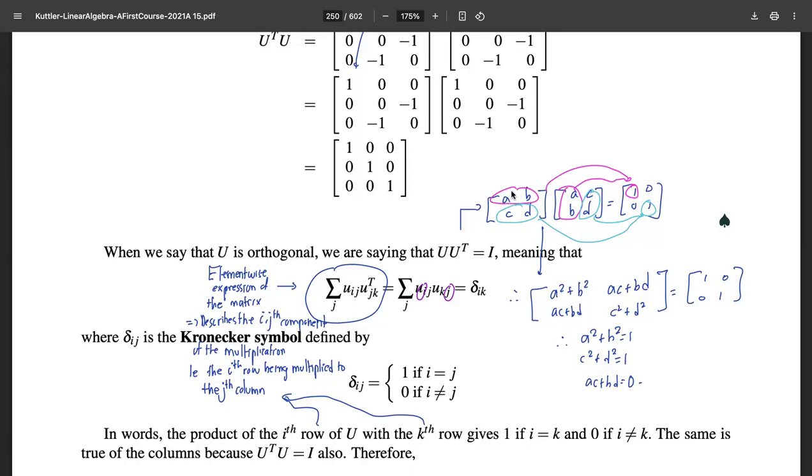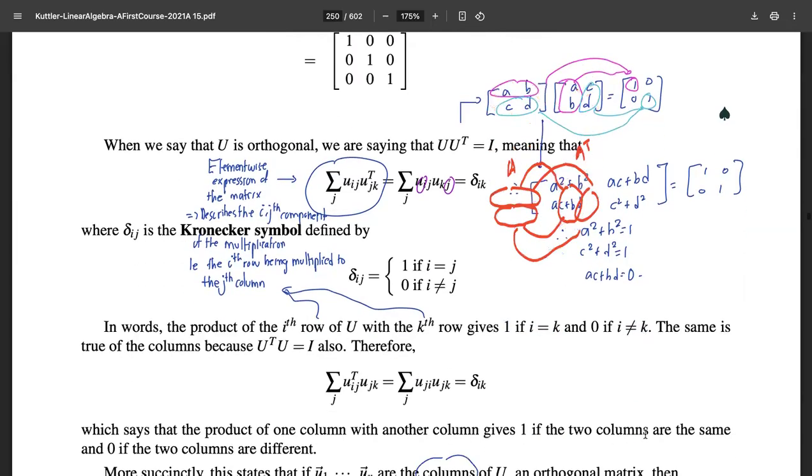Because my first row of my matrix A over here is AB, my first column of my transpose matrix is also AB. So essentially I'm multiplying the first row of A with the first row of A, the first row of A with the second row of A, the second row of A with the first row of A. So I'm basically just multiplying the rows together. That's what this is saying. If I'm multiplying the same rows together, I get 1. If I do not multiply the same rows together, I get 0.